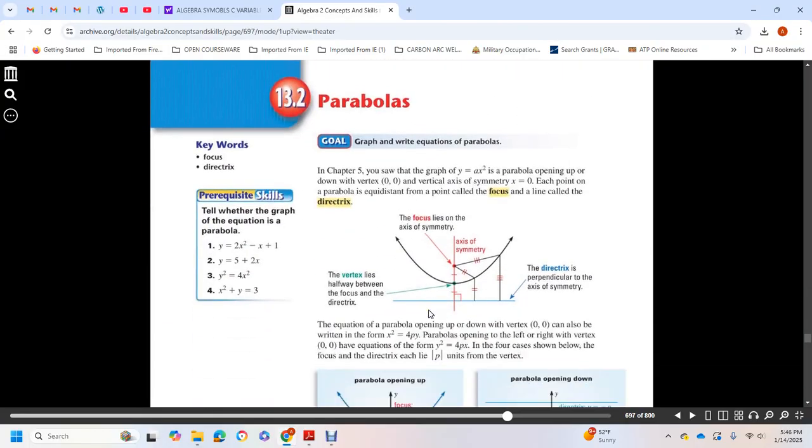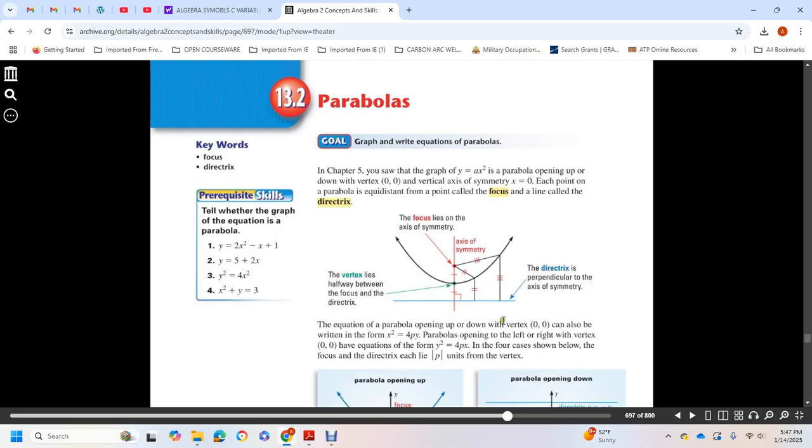13.2 Parabolas. You saw in the chapter y equals ax squared, the parabola opening up and down, with vertex (0, 0) and vertical axis of symmetry x equals 0. Each point of a parabola is equal in distance from a point called the focus and a line called the directrix. The vertex lies halfway between the focus and the directrix. The focus lies on the axis of symmetry, and the directrix is perpendicular to the axis of symmetry.